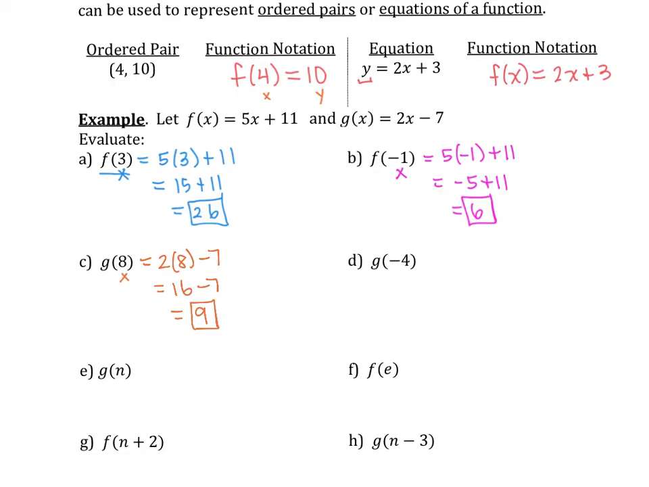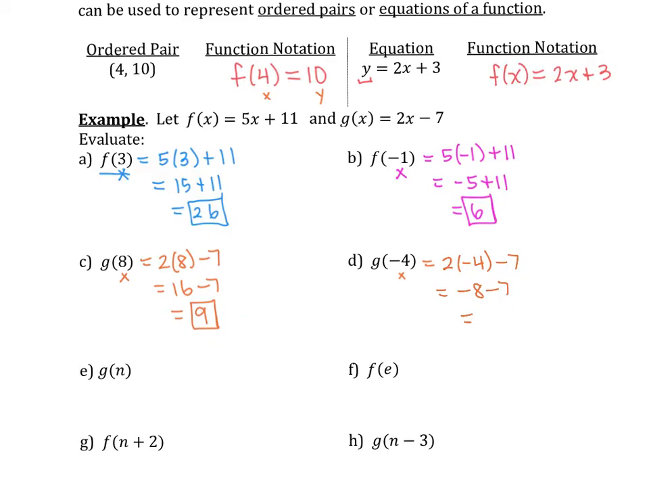For D, g of negative 4. Remember, my x is negative 4. And for the g expression, I'm using 2x minus 7. This is just to tell me which equation to plug into. 2 times negative 4 minus 7.